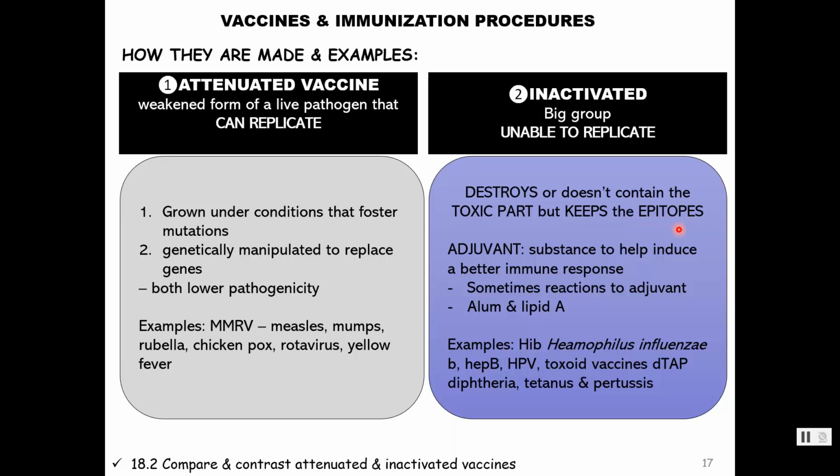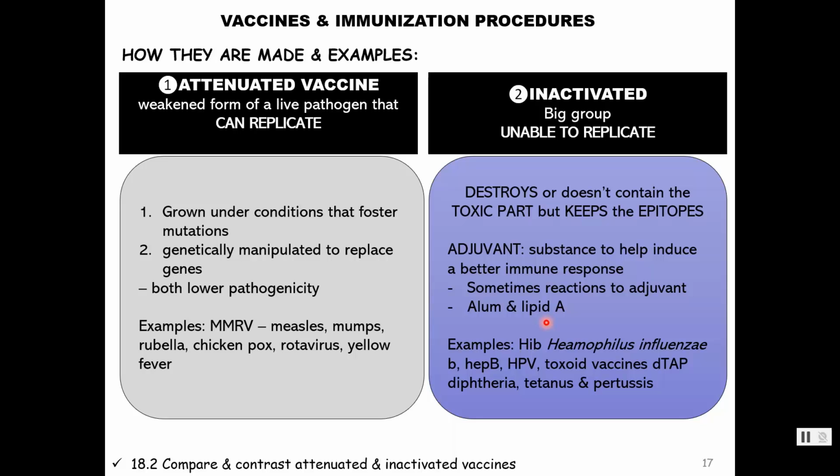A lot of times, since we're just taking little pieces and parts, they're small. In order to make them immunogenic enough, they have to be used with what's called an adjuvant, a substance that helps induce a better immune response. The downside is that sometimes people have reactions to the adjuvant. A really common one is alum, which is aluminum based. They are now making a lipid A adjuvant, using the endotoxin from gram negatives, so it would be more of a natural response.